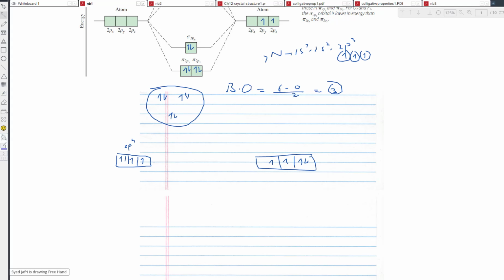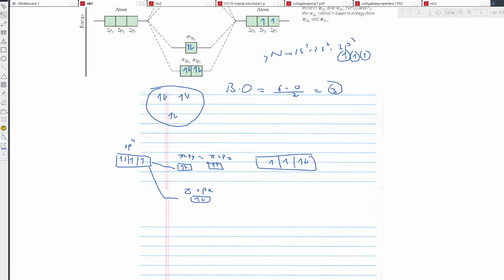And now what happens? Now I am going to write the sigma 2px first at the bottom, putting 2 electrons, then 1 and then again 1, and then I will get 2 orbitals with equal energies, and I am putting 4, 4, 8 electrons. I have 1, 2, 3, 4, and this is pi 2py equal to pi 2pz.